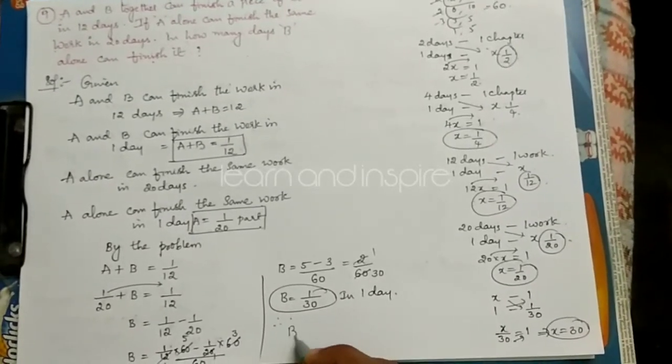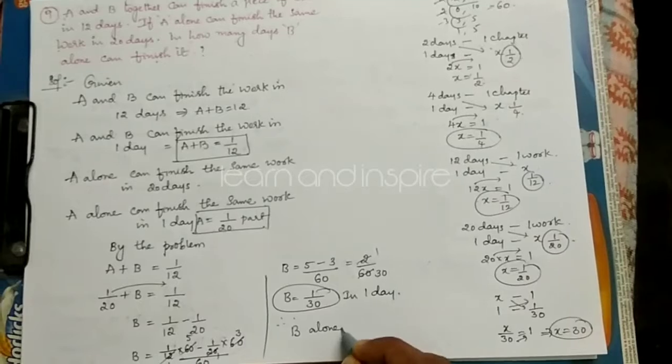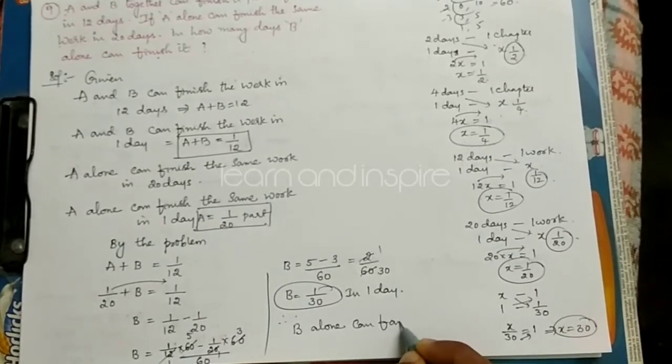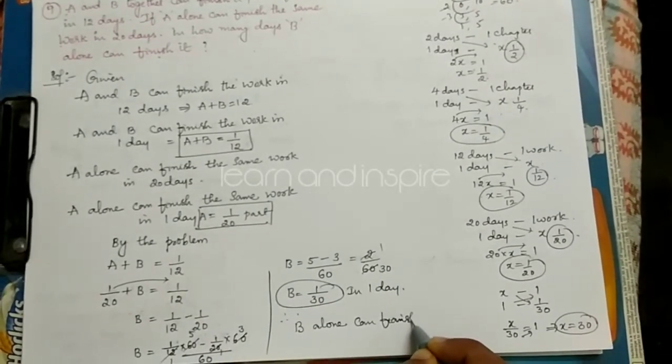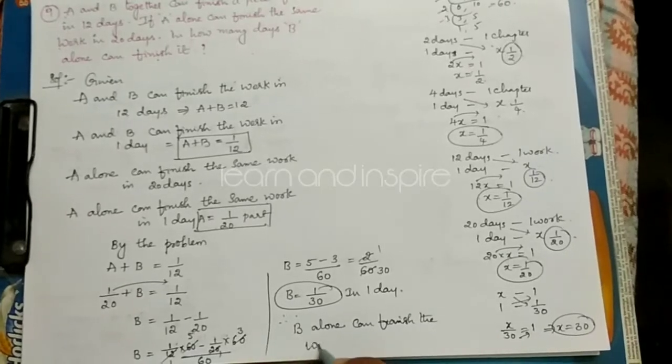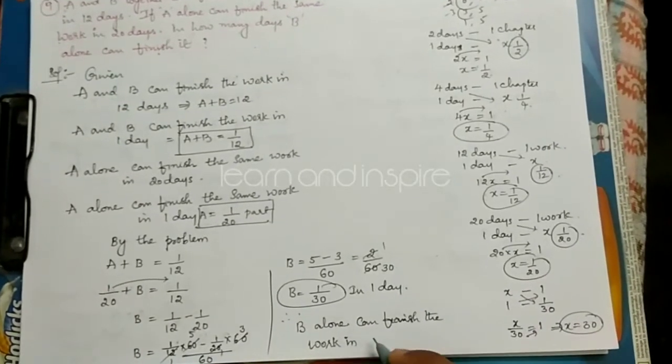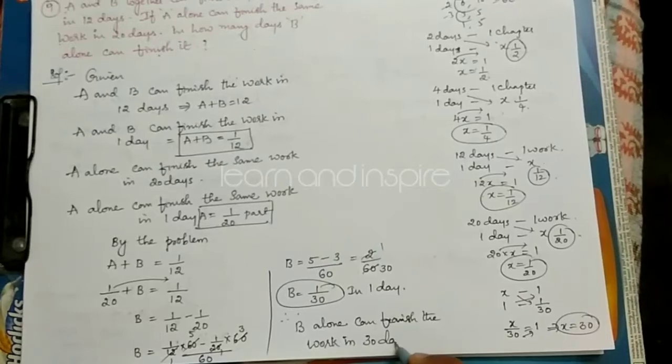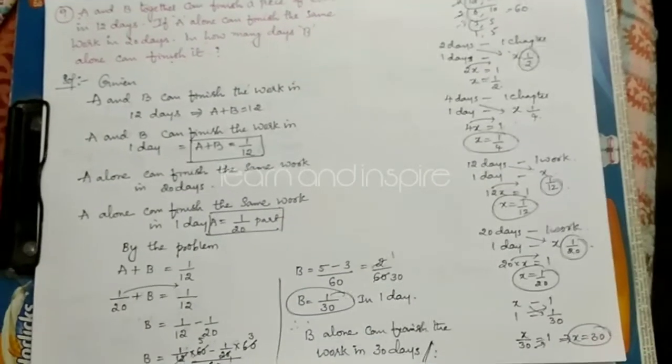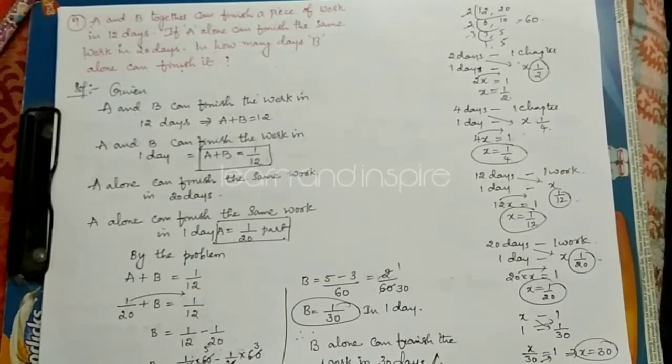Therefore B alone can finish the work in 30 days. Okay, so hope you understood the problem.